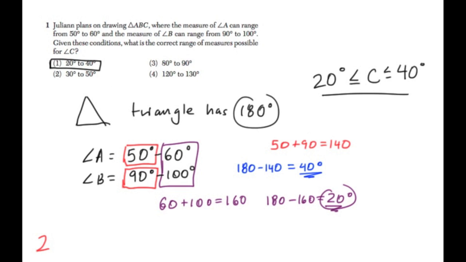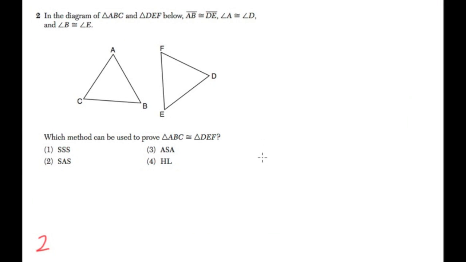All right, moving on. Question number 2 says, in the diagram shown below, AB is congruent to DE, angle A is congruent to angle D, and angle B is congruent to angle E. So let's just mark that. What method can be used to prove that this triangle right here is congruent to that triangle right there?